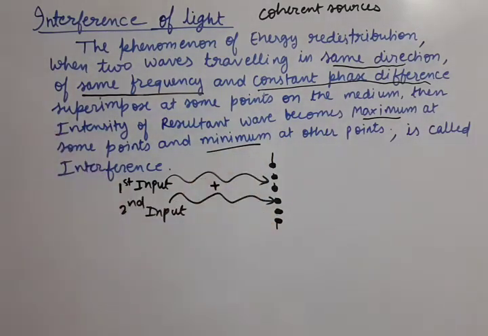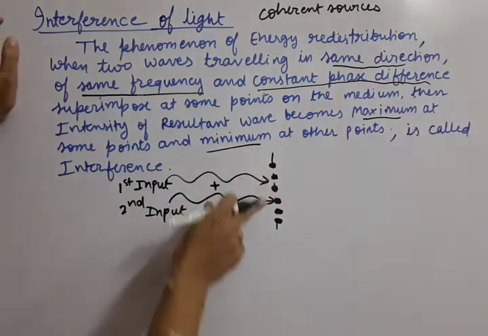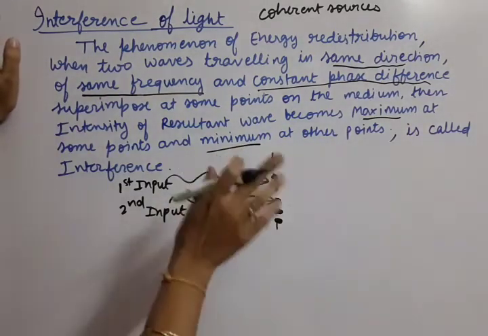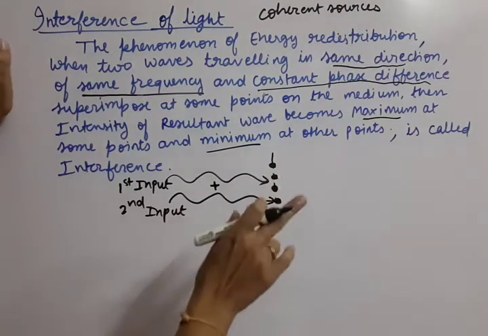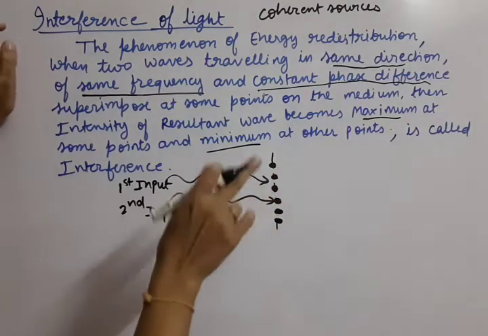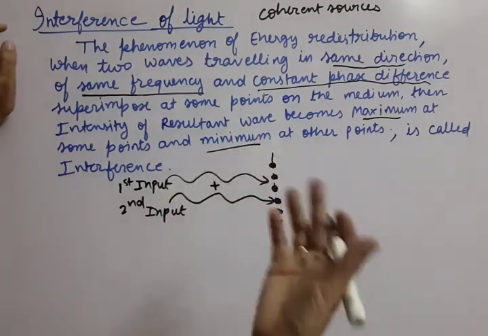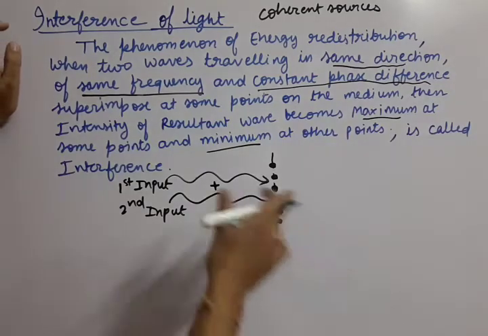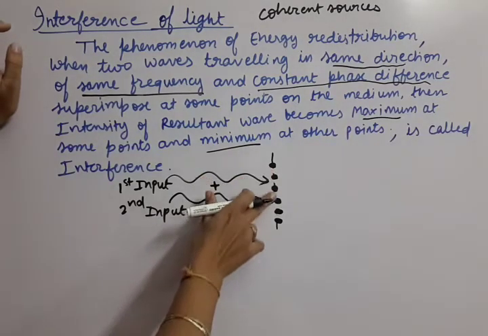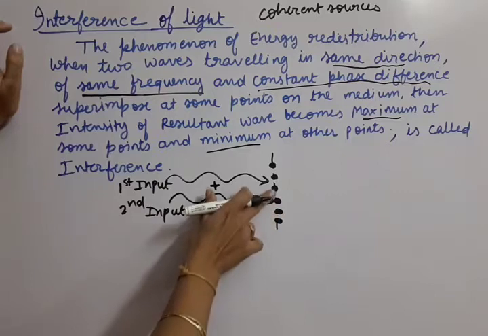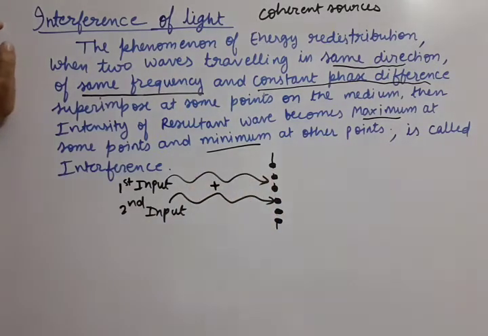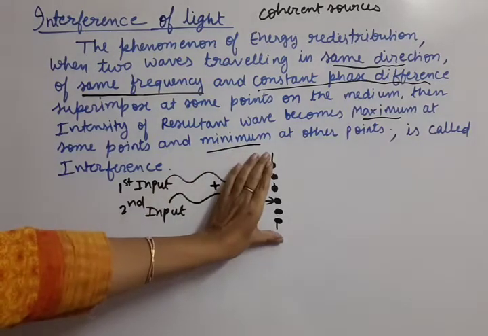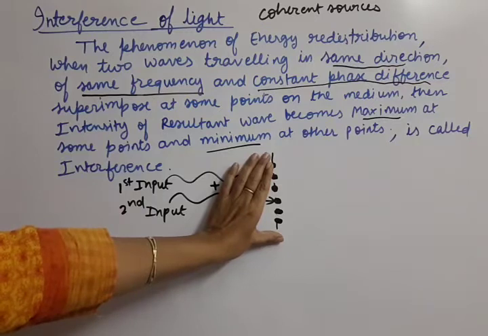So this pattern of maxima and minima, you can see alternate maxima and minima are there. Maxima, we call that points where intensity is maximum, or we can also call it bright, and the points where no intensity or minimum intensity is there in between. These points are called minima or dark points. Okay, so this pattern is called interference pattern.